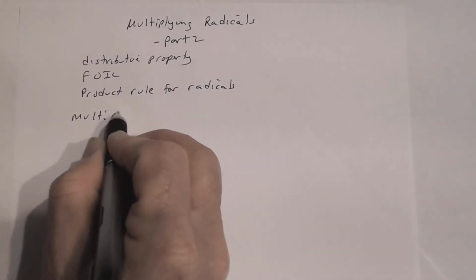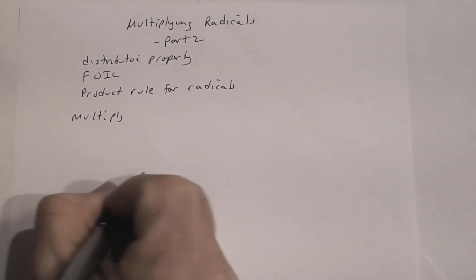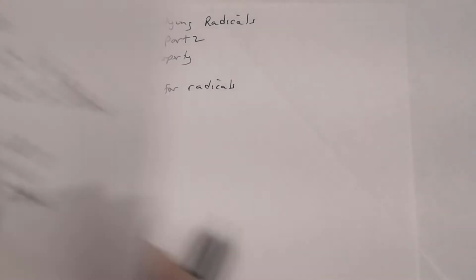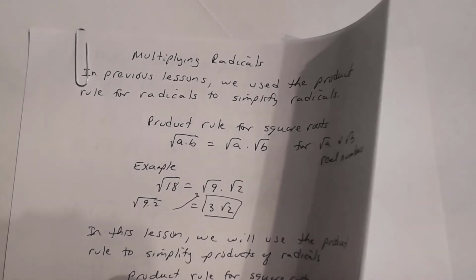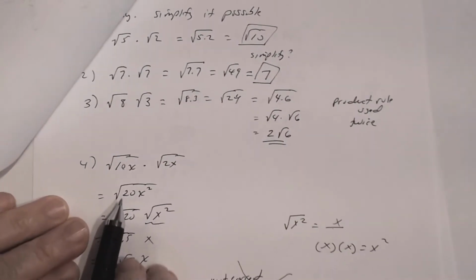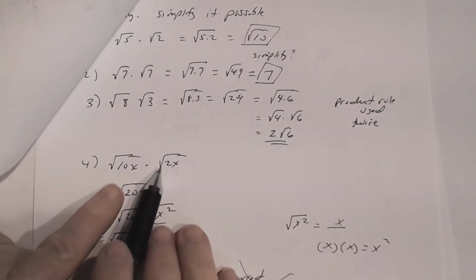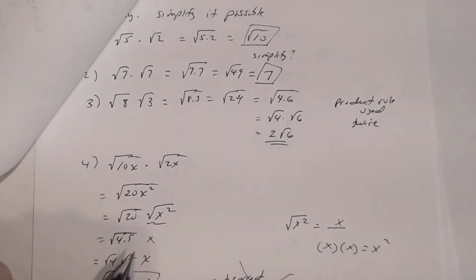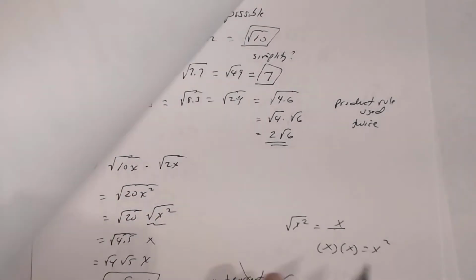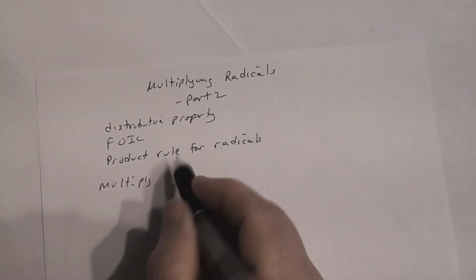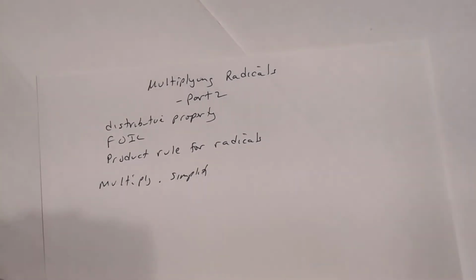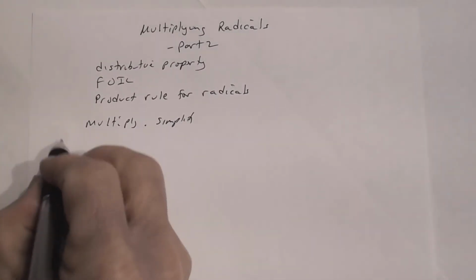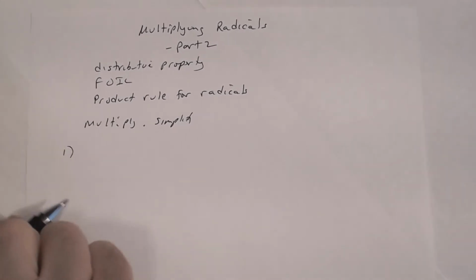So for example, the problem will say multiply. And as always, just like you did with part 1, remember in part 1, when you multiply two radicals, we first use the product rule to write it as one radical, and then we simplified. So as with part 1, it is very important that at the end you simplify. Okay, so let's look at number 1.